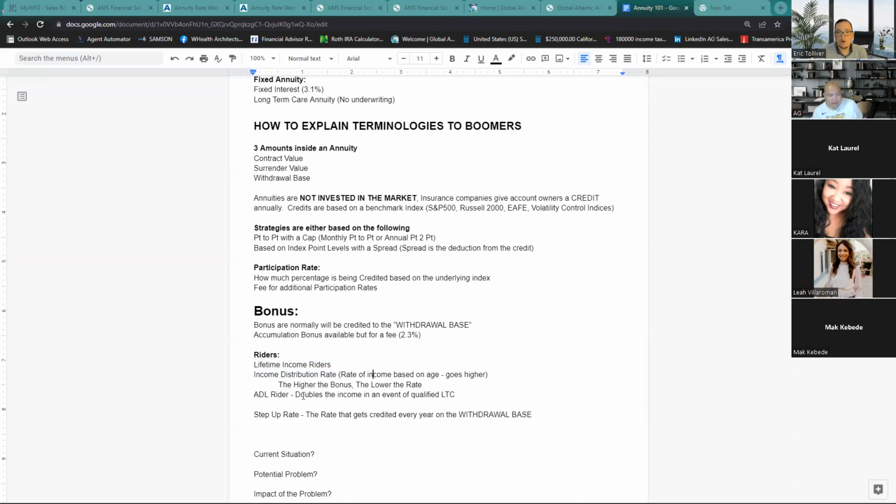So the third one is what we call the activities of daily living rider. This is the one where, when they start receiving lifetime income and they get in a situation wherein they cannot perform 2 of their 6 activities of daily living, then the lifetime income doubles. It doubles, okay? It's only available in 2 products, Fidelity and Guarantee F&G, and then North American has it as 1 out of 4 optional riders that you can get from there.